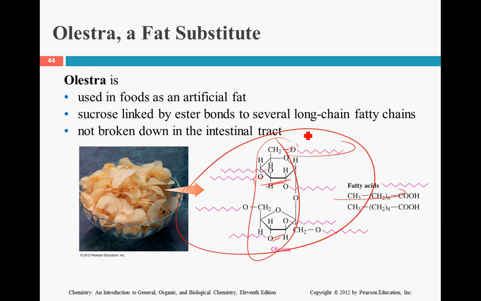Well, then they realized that none of it got digested. And so then they decided to start marketing it as an alternative to frying foods. However, it had a bad effect as far as digestion goes. People were having stomach cramps and things along those lines.